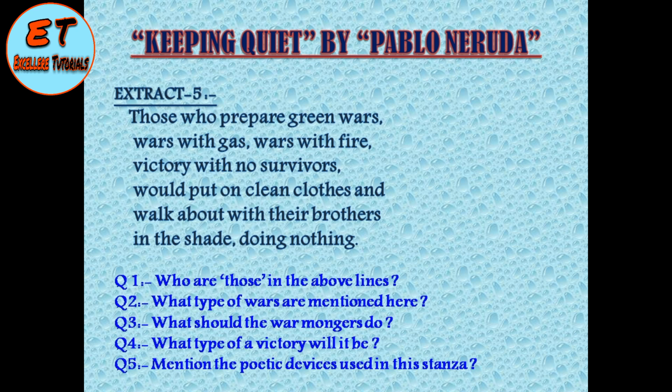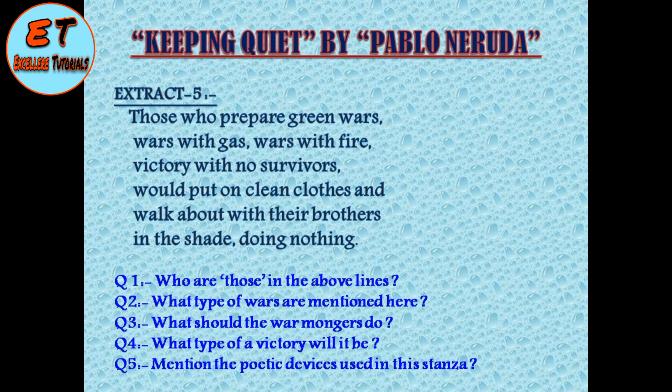Question number 3. What should the warmongers do? Answer. The warmongers should put on clean clothes. Now here, clean clothes symbolizes the purity of mind and thought. Question number 4. What type of victory will it be? Answer. It will be a victory with no survivors. Means no one will be alive to celebrate the victory.